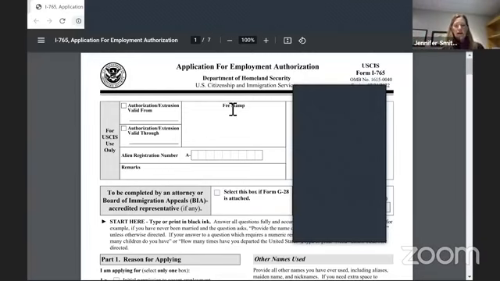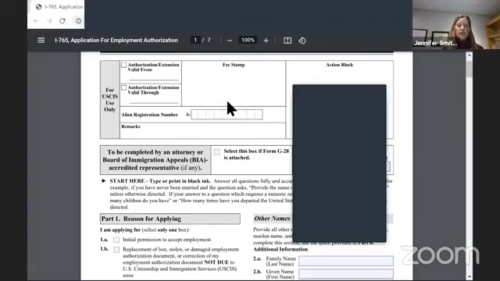Okay. So you have to have both. The government has to approve your DACA application in order to give you a work permit. If they deny your application for DACA, they will deny the application for the work permit at the same time.